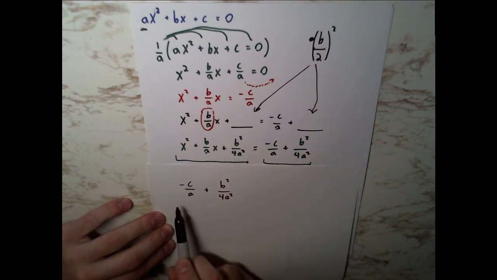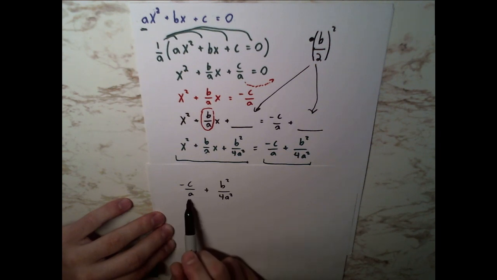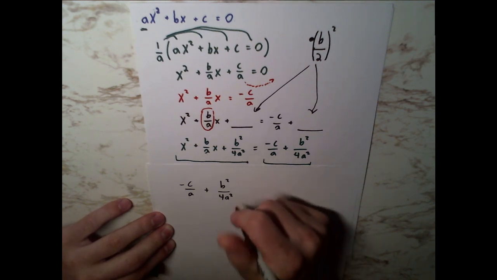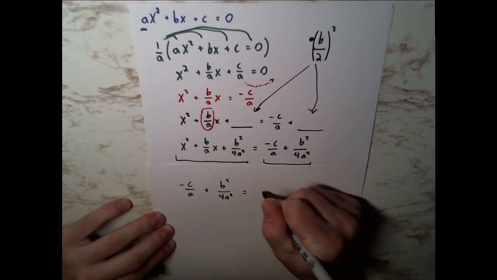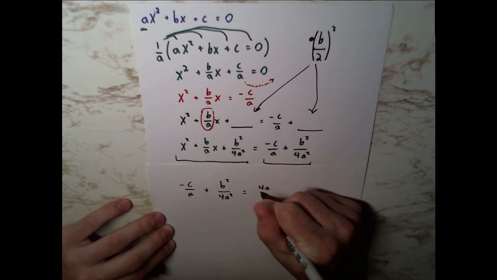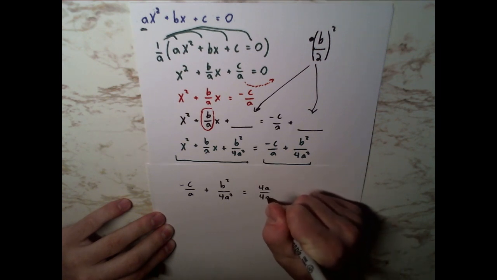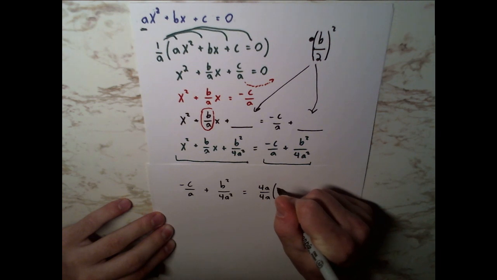So our common denominator here is going to be 4a squared. So in order to get a denominator of 4a squared here, this negative c over a is going to have to be multiplied by 4a on the top and bottom. So I'll just rewrite that like this. So we're multiplying the top and bottom by 4a, just like this.